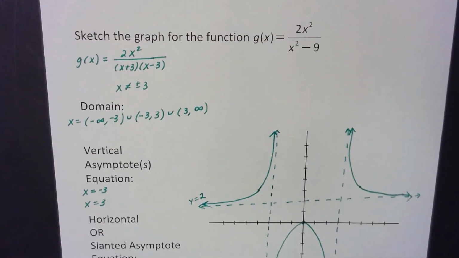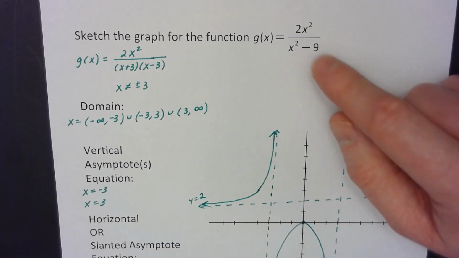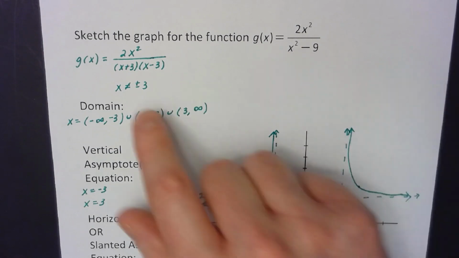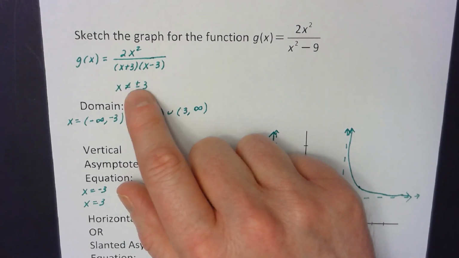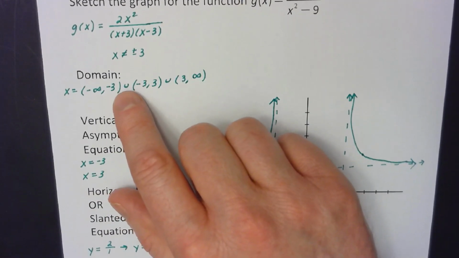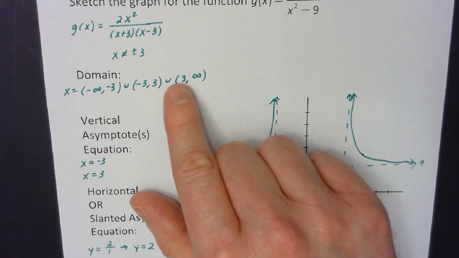Now, up next, I'm looking at the graph of 2x squared over x squared minus 9. So automatically my denominator factors to be x minus 3 times x plus 3. Both of those are going to generate domain restrictions at positive and negative 3. So my domain is going to be negative infinity to negative 3, union negative 3 to 3, union any number from 3 to infinity.